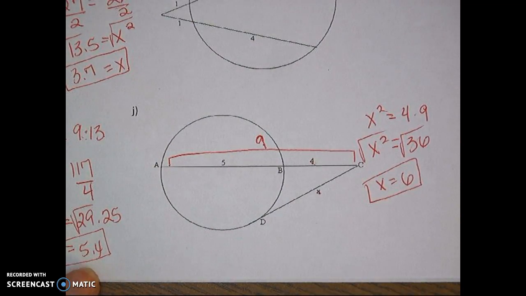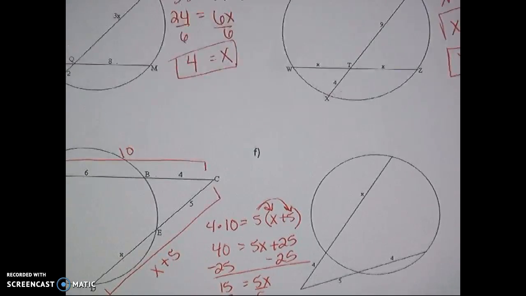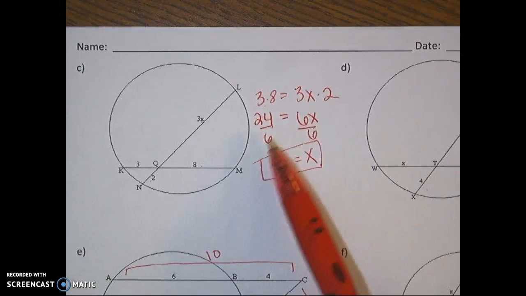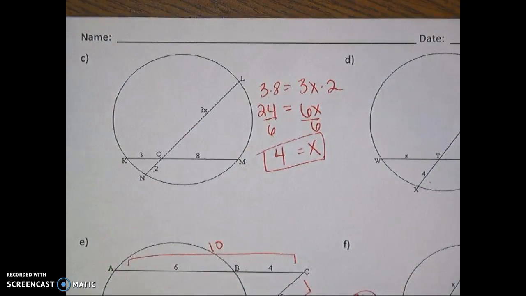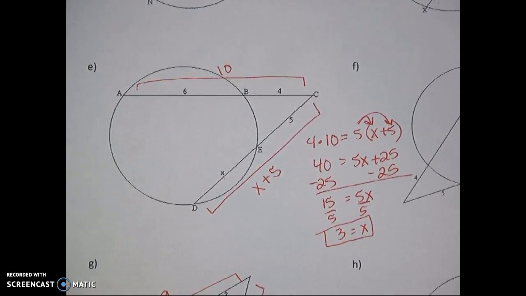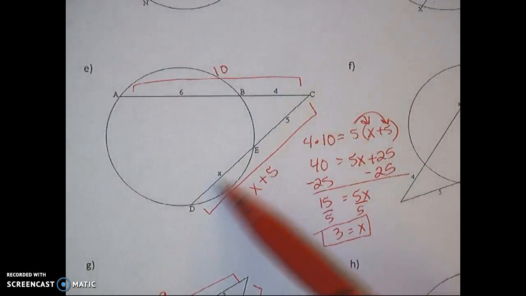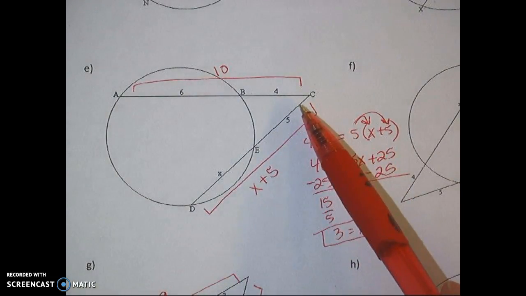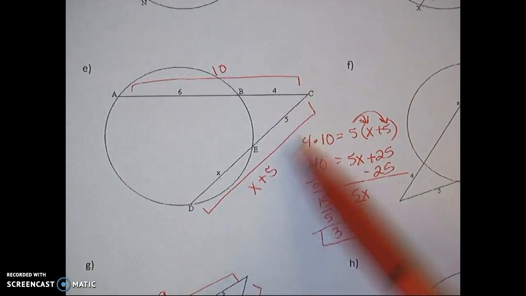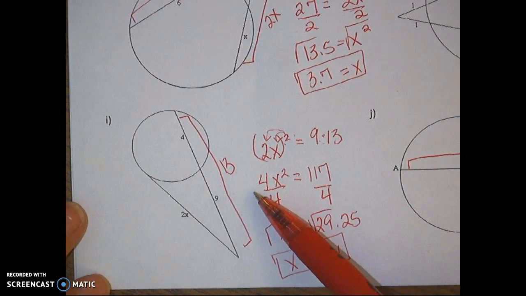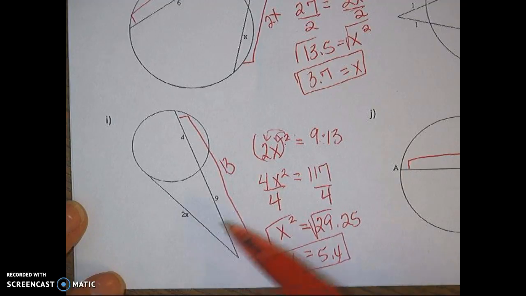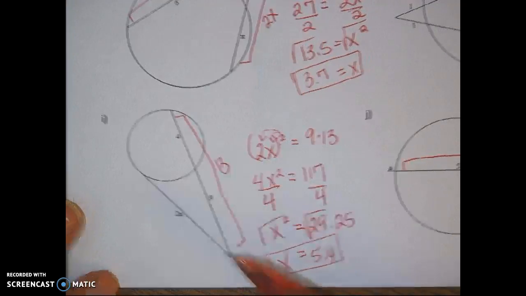So 3 different rules with 3 different types of problems. We have the first rule where the two chords intersect and you multiply the two pieces of the segments and they're equal. The second rule where you have two secants and you would multiply the external times the whole thing. And then the third rule where you have a tangent and a secant where the tangent squared is the external times the whole segment.